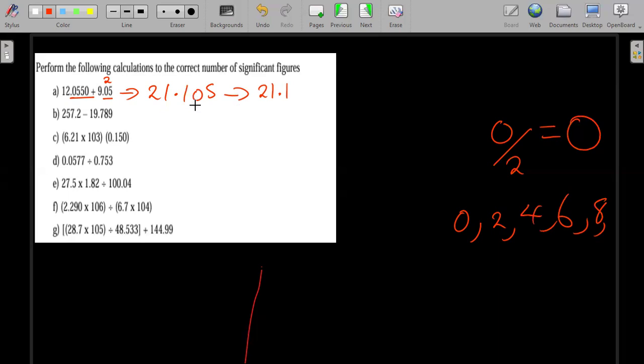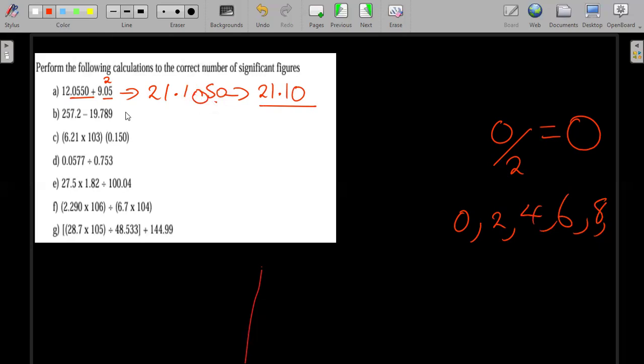So in this case, we have this as an even number, and then we have a 5 following it. Following the rules of significant figures, we're not going to add a 1 in this case. Using the rules we've learned, this is going to be your final answer. I hope everything's clear there.